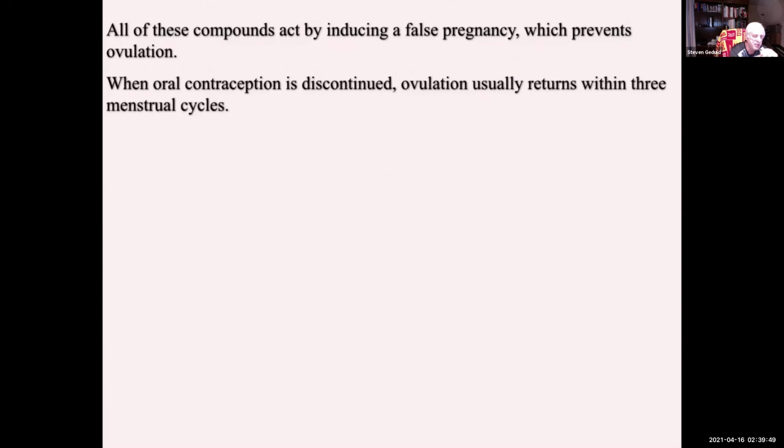When oral contraception is discontinued, ovulation usually returns, and it takes about 3 to 4 menstrual cycles for it to start kicking back in again. So you don't just stop taking the pill on Monday and try to get pregnant on Tuesday. It doesn't work that way. It takes about 3 to 4 months for the cycles to continue back into a normal rhythm and start ovulating again.